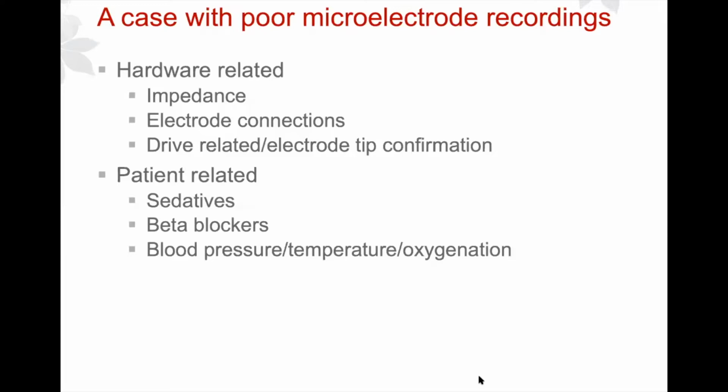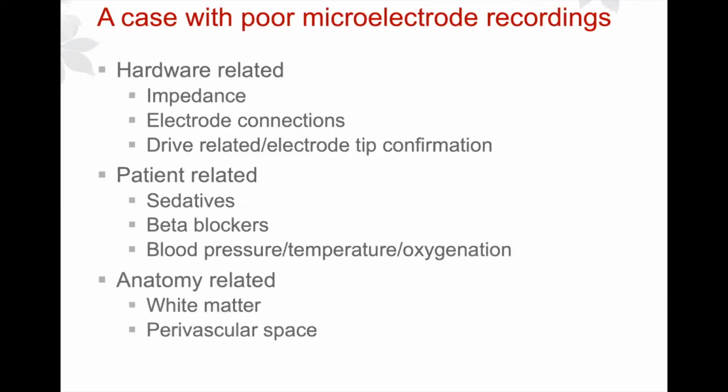Or the blood pressure may be a problem, so check the vitals. And then finally, these could be related to the anatomy. You may be recording in the white matter or a perivascular space. So these are the anatomical considerations that should come to your mind. And finally, in the operating room, there are so many sources of interference, including the electronics. For example, overhead lights can be a common source of interference. And so checking those would be another way.